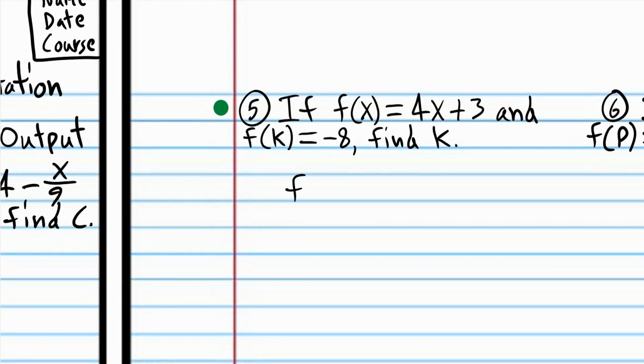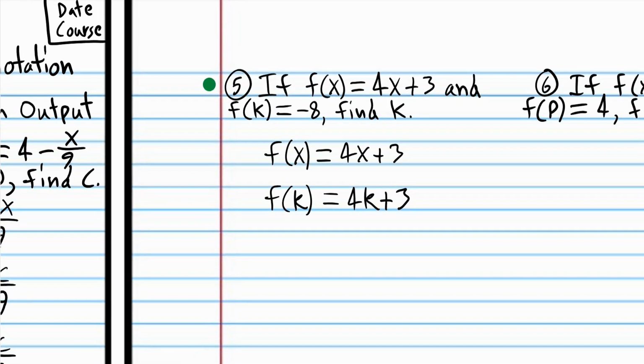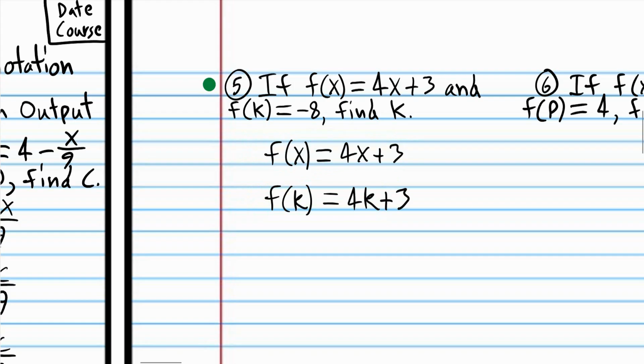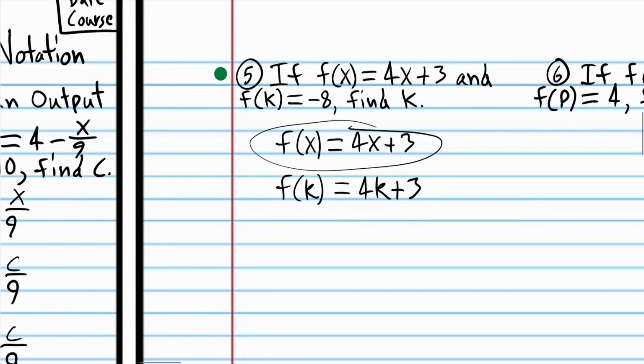So we know that f of x is equal to 4x plus 3. But if that's true, then f of k is equal to 4k plus 3. Now, you're probably wondering, do I have to write this? Can't I go straight to this green step here? And the answer is yes. You don't have to write the blue step if you don't want to. You don't have to write this first step.